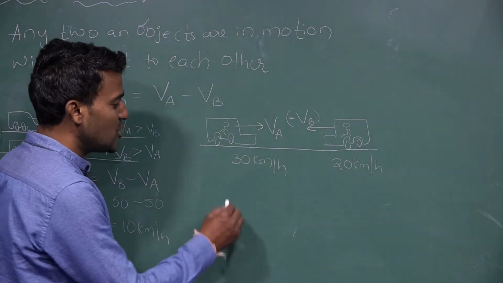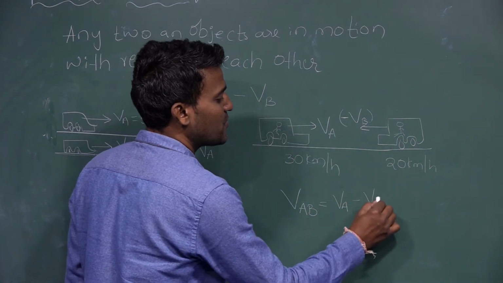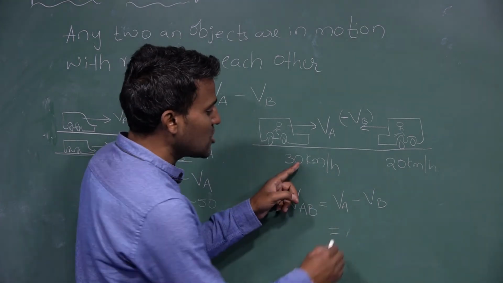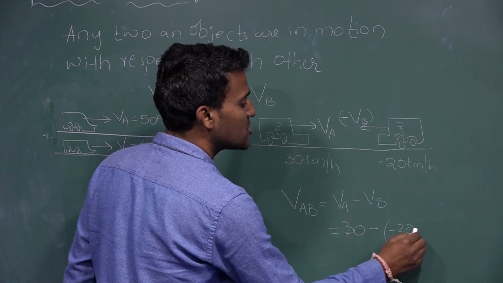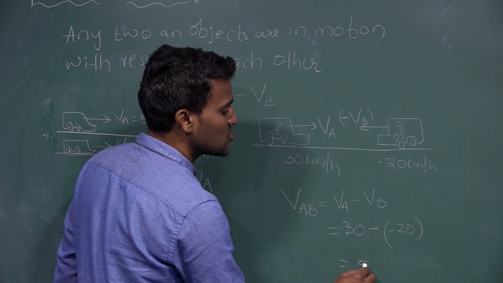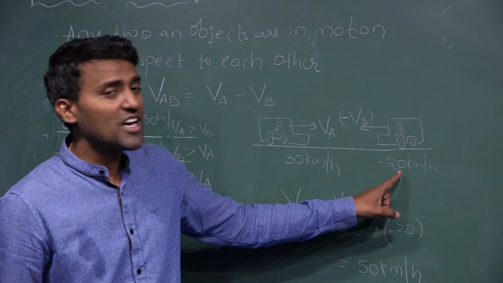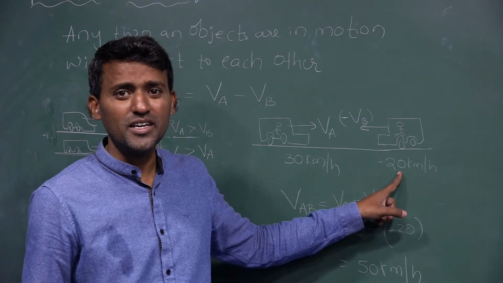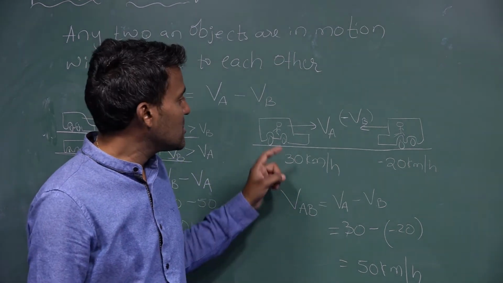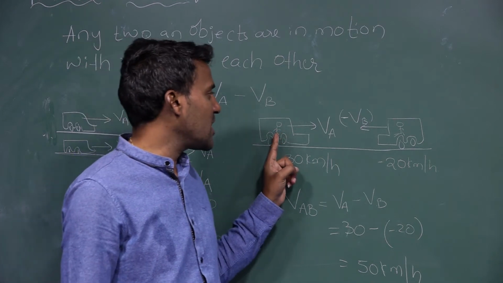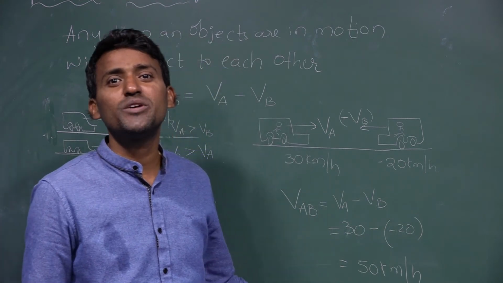We know the formula: the velocity of A with respect to B is VA minus VB. Here VA is equal to 30 and VB is equal to minus 20 kilometer per hour. Now minus into minus is plus, so you can write here 50 kilometer per hour. Actually, the car B's velocity is 20 kilometer per hour only. But when crossing each other, at that moment, when the person in car A observes car B, it appears to be moving with a velocity of 50 kilometer per hour.